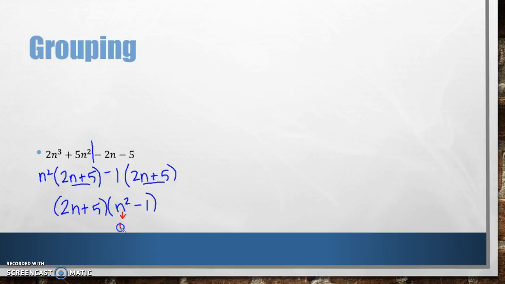So n squared, square root is n, square root of 1 is 1. So this parentheses can break down farther to be n plus 1 times n minus 1. Now that's not my final answer. I still have this parentheses 2n plus 5 that I can put out front. So this is the complete factored form of this polynomial that we started with. Always look to see if you can keep going.